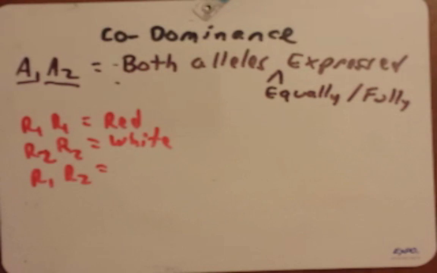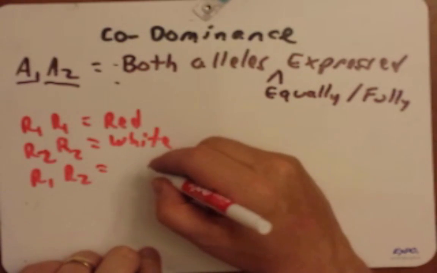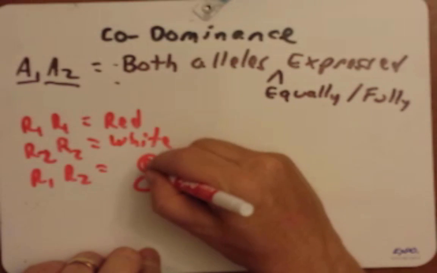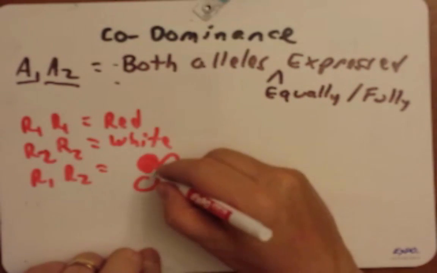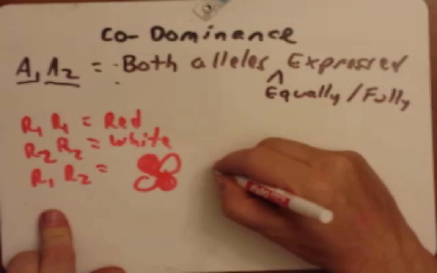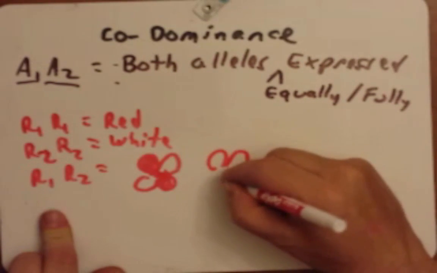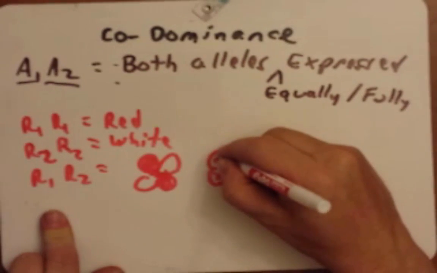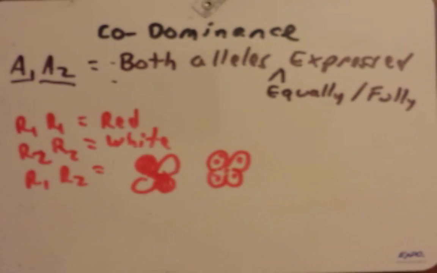So you wouldn't get a blend, you would get a flower that maybe, for lack of a better way of drawing it, might look like this, where some of the petals were red, some of the petals were white. Or you might see something like this, where you had parts of it red throughout and parts of it white. Both phenotypes of each of these alleles are expressed. We see red and we see white. We don't see a blend.